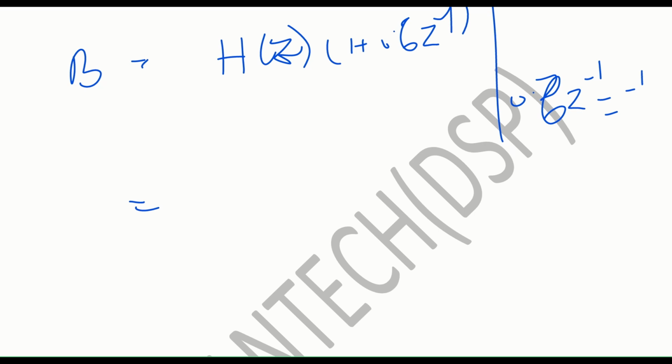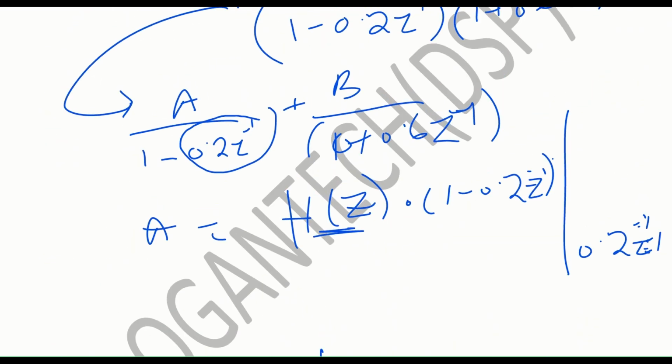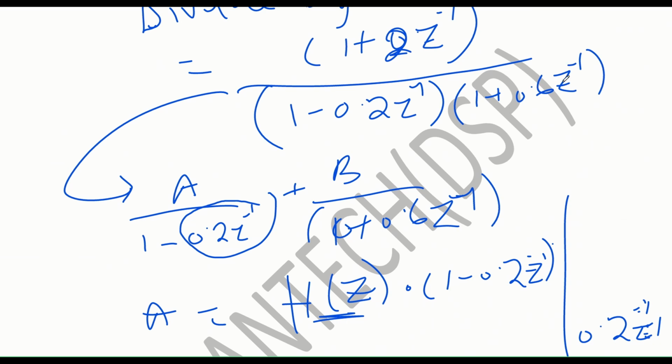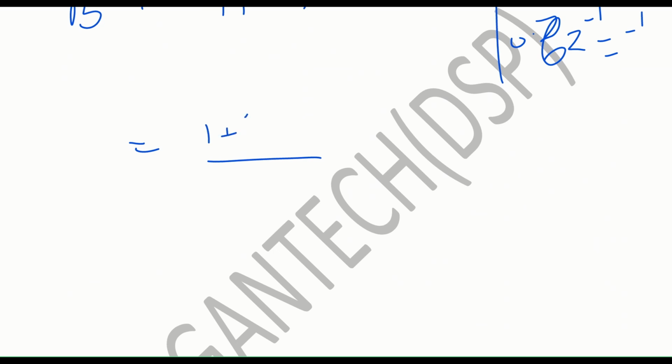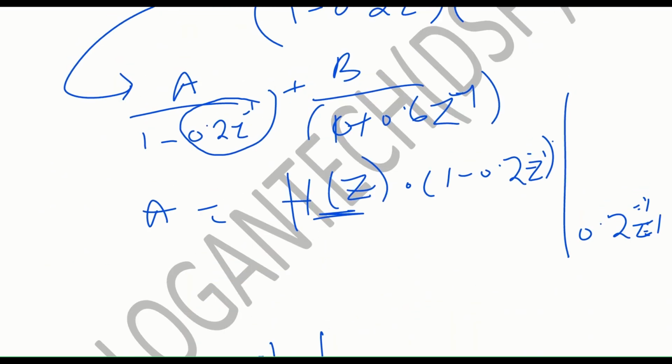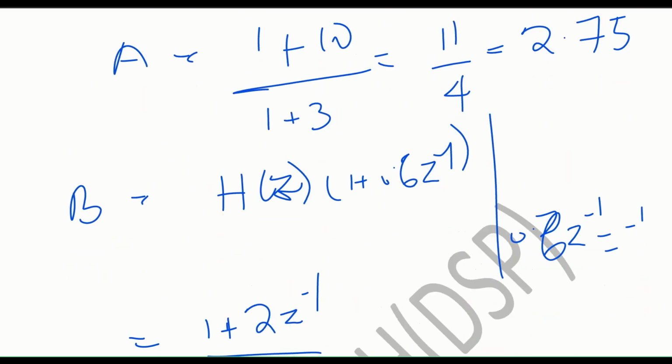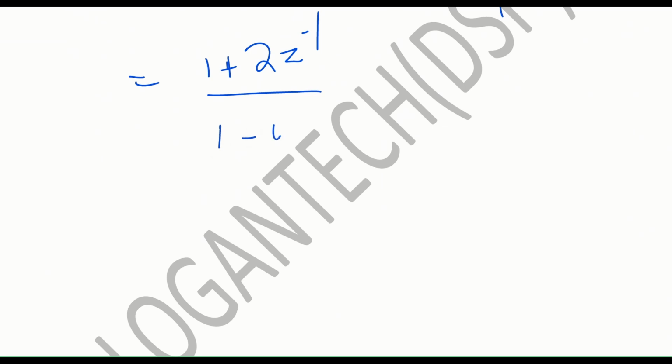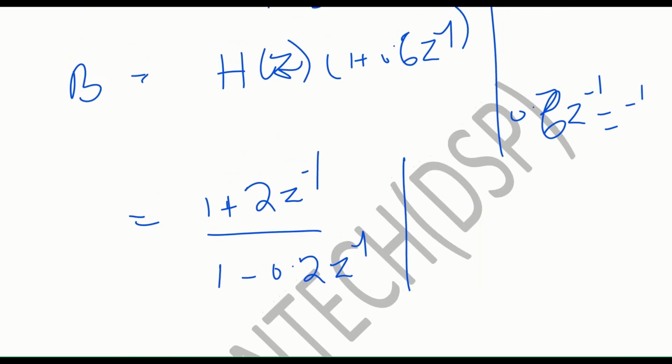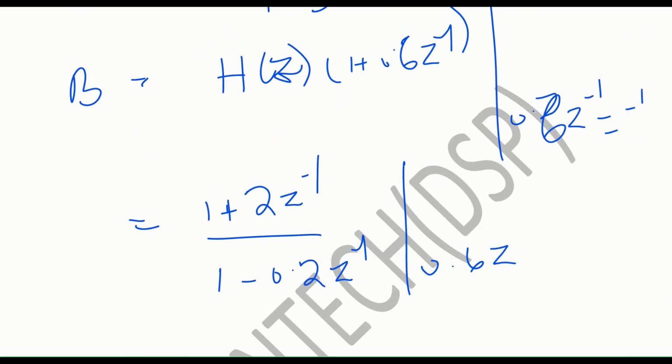How do we solve this? So, when we multiply this H of Z by 1 plus 0.6z minus 1, we'll be left with only the top, 1 plus 2z minus 1, and the denominator, 1 minus 0.2z minus 1. Okay, and now we are solving this, given that 0.6z minus 1 is equal to negative 1.